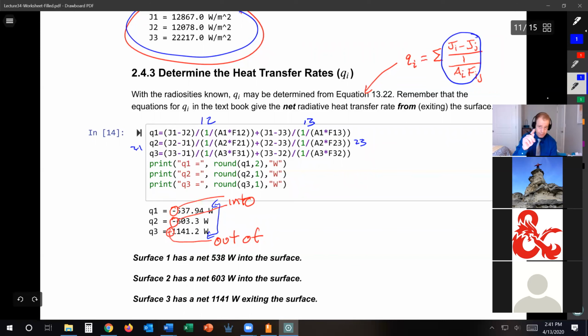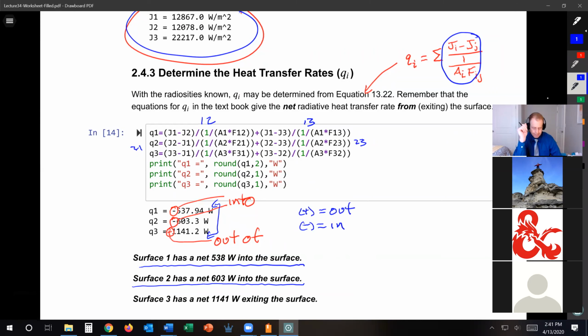And let's just double check, or say again, I guess, triple say it. If positive means out, so negative means in. And so surface 1 has 538 watts into the surface. Surface 2 has 600 watts into the surface. And surface 3 is sending out 1,000 watts, well, 1141. And so that's 3 equations, 3 unknowns. That's a 3-body solution. Let's do another example.